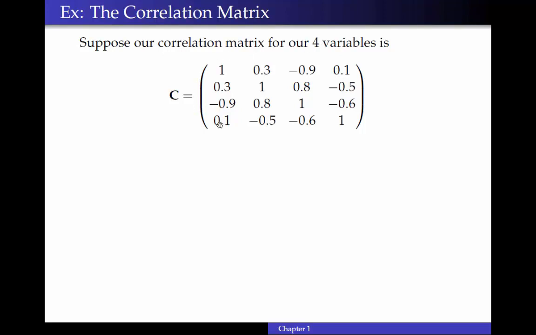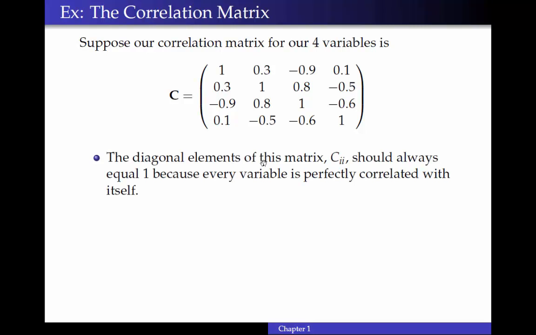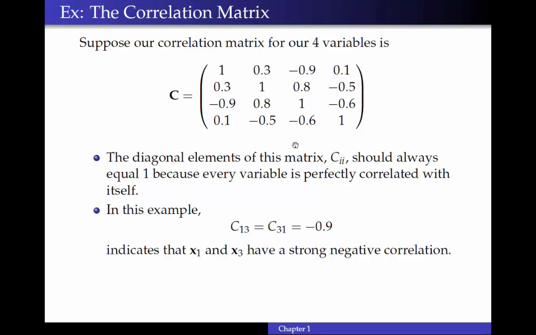So suppose we have a correlation matrix for the 4 variables that looks like this. The diagonal elements of this matrix, the Cii, for the ith row, ith column, should always equal 1 because every variable is going to be perfectly correlated with itself. And then in this example, I also have that the 3,1 entry, which is equal to the 1,3 entry, is equal to -0.9, and that would indicate that x1 and x3 have a strong negative correlation.